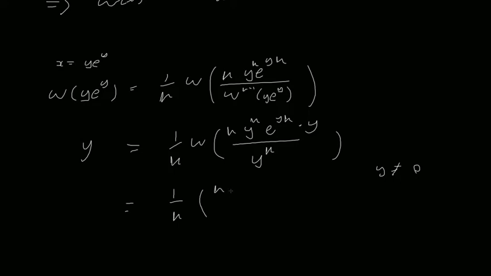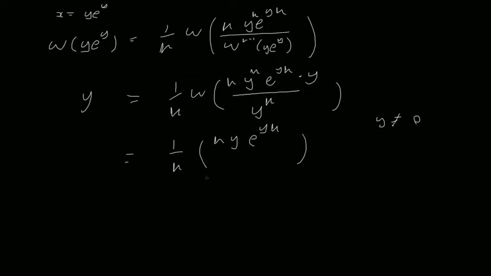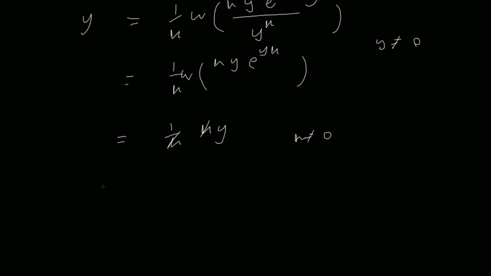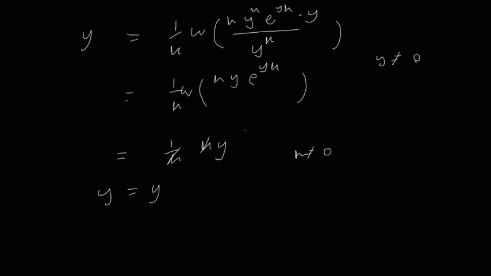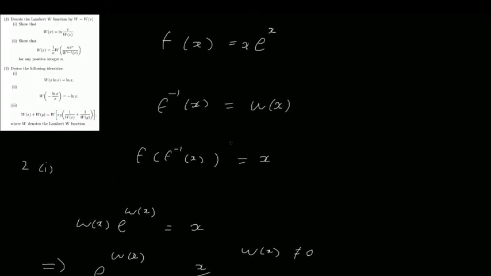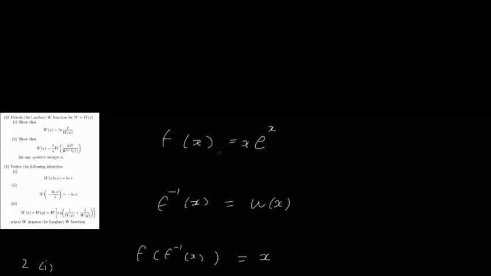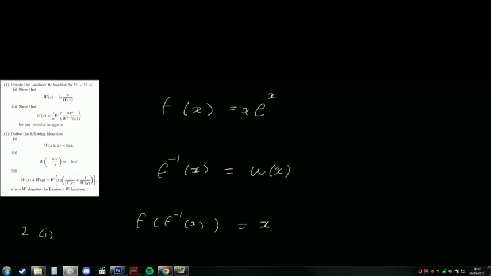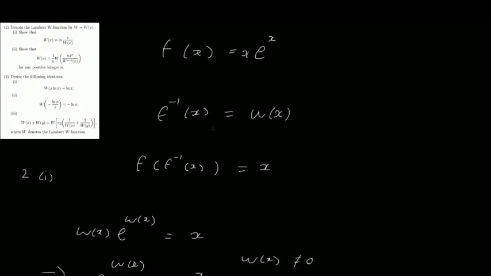n times y times e to the power of y times n, which is equal to W of that, 1 over n, and it's pretty clear that this is just equal to n times y. The n cancels, n is non-zero, we end up with y equals y. So it must be true. And for the next problem, it's just a matter of another substitution.